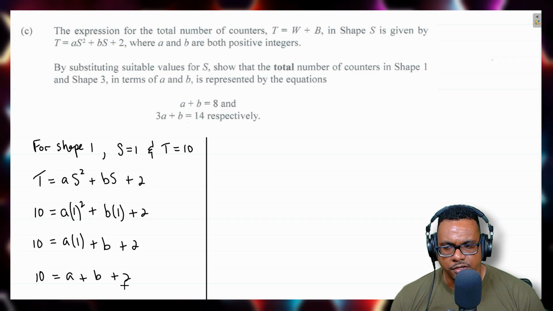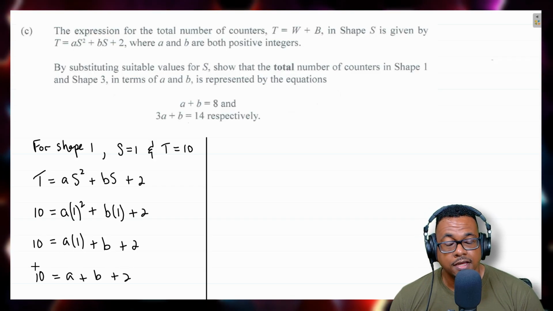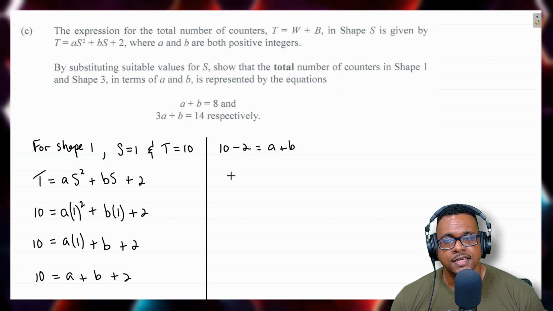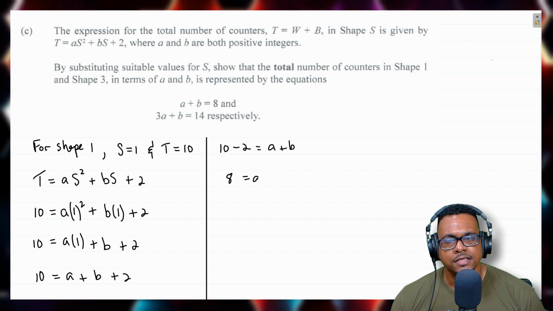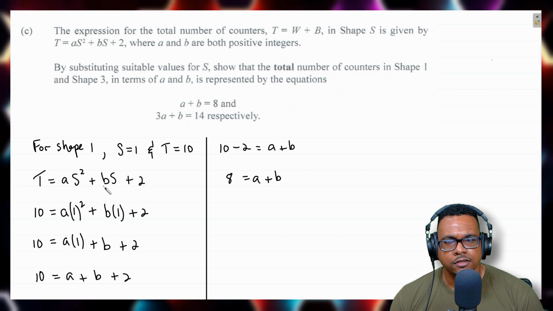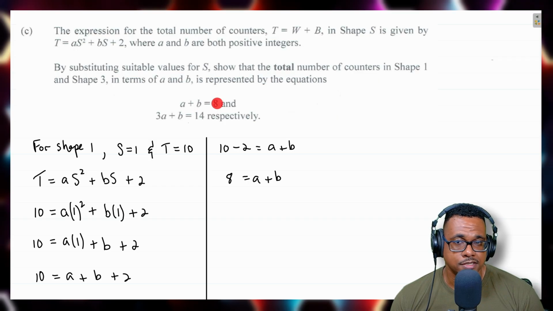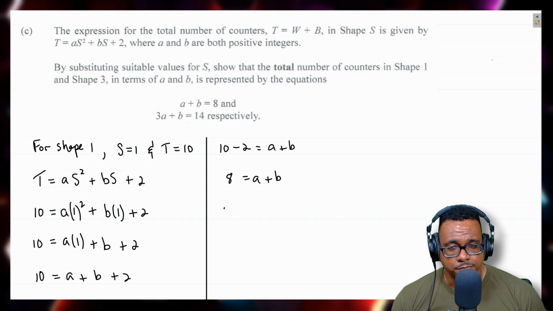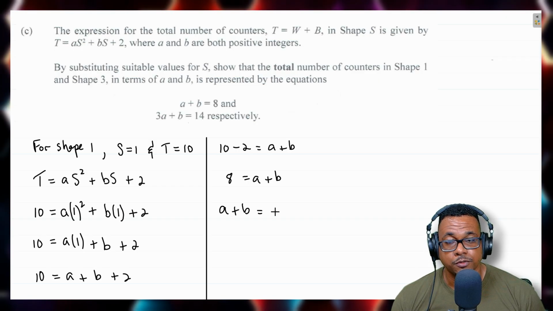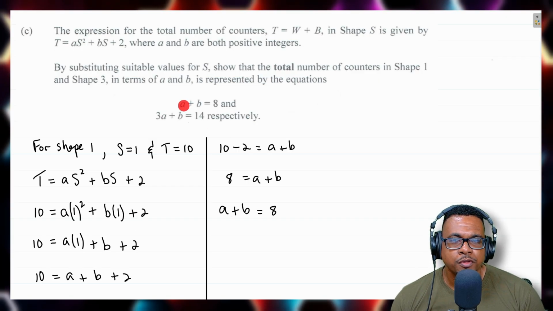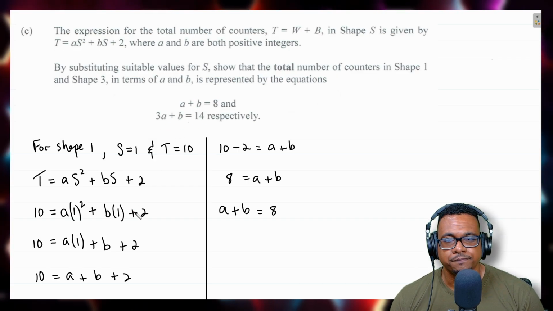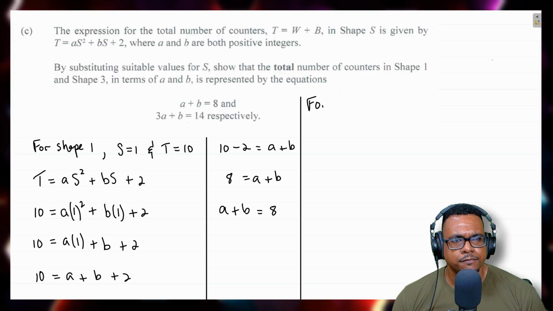All right, so as I said, I'm going to transfer positive 2 across the equal sign. It will turn to negative 2. So we have 10 take away 2 is equal to A plus B. And 10 take away 2 is 8, is equal to A plus B. It looks back to front, but A plus B is equal to 8. Same thing I have here, A plus B is equal to 8. So if you want, you can just put the A plus B first, and then put it equal to 8. So we have shown this part for shape 1. Now we need to show this for shape 3. So I'm going to put for shape 3.